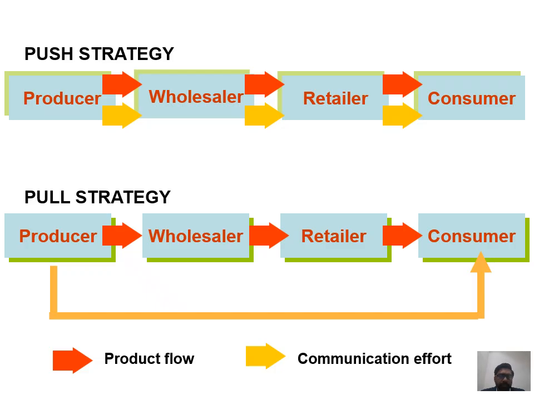Now there are two colored arrows. One arrow is representing the product flow, whereas the other arrow is representing the communication flow. In case of push strategy, the product flow as well as the communication flows from producer to the consumer with the help of channel partners like wholesalers and retailers. Whereas in case of pull strategy, the product flow is from producer to consumer, but the communication efforts are targeted directly to the consumer without any wholesaler, retailer, or any channel partner.